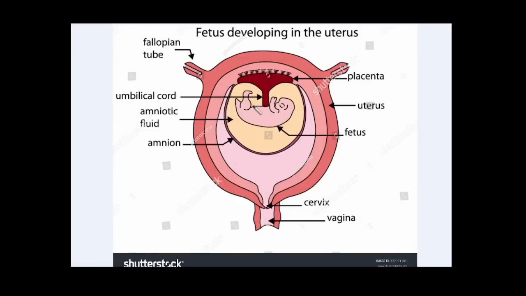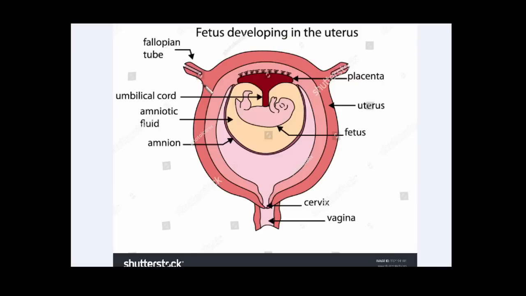And then lastly, we talk about the four major sections of the uterus. We have the part called the fundus. The fundus is this part here, the part that connects the fallopian tube to the uterus. That is where we refer to as the fundus.